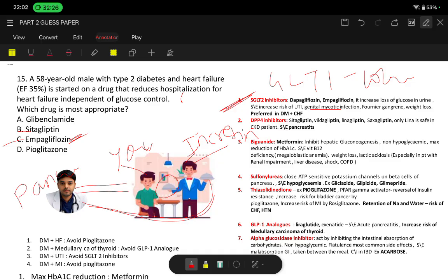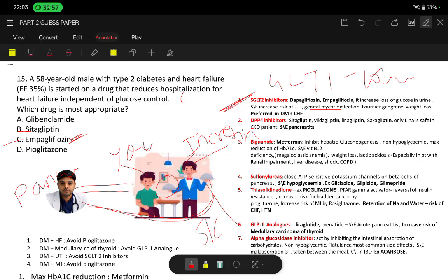So what drug am I talking about? I am talking about your GLP analogs. Example, your drugs are semaglutide and liraglutide. Semaglutide is also called Ozempic. Nowadays we are using it for weight loss, given as subcutaneous injections.